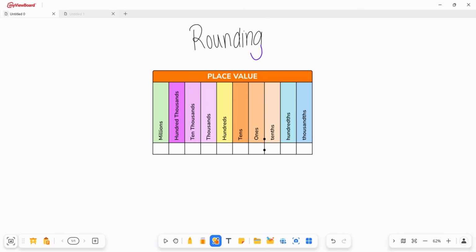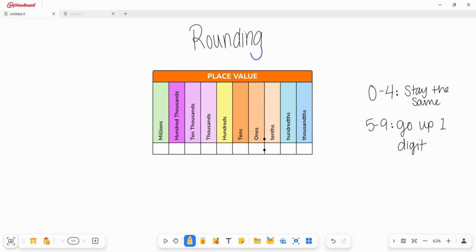Okay, when we are rounding, we have one generic rule, or technically it's 2 parts to this rule. If the number is between a 0 and a 4, our target number is going to stay the same. If it is 5 through 9, we are going to go up a digit. Okay, so let me box that off here on the side.